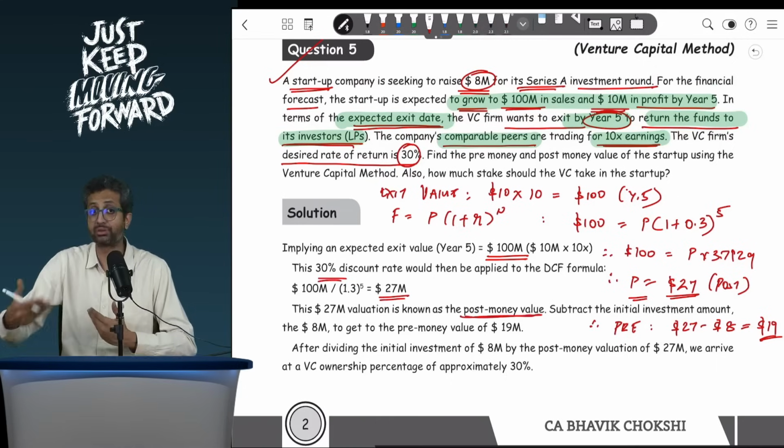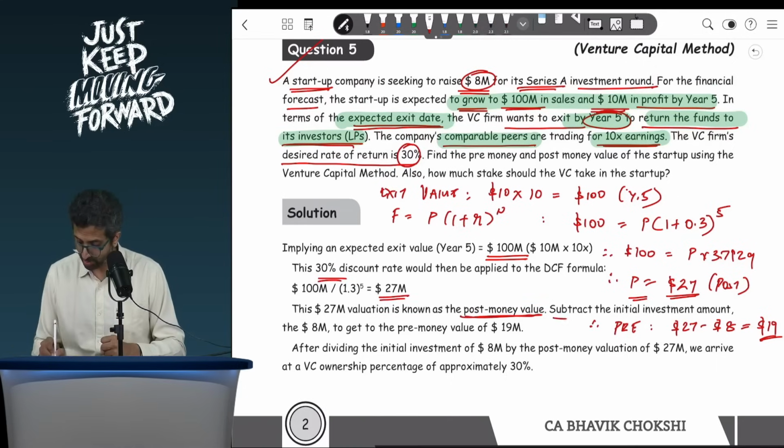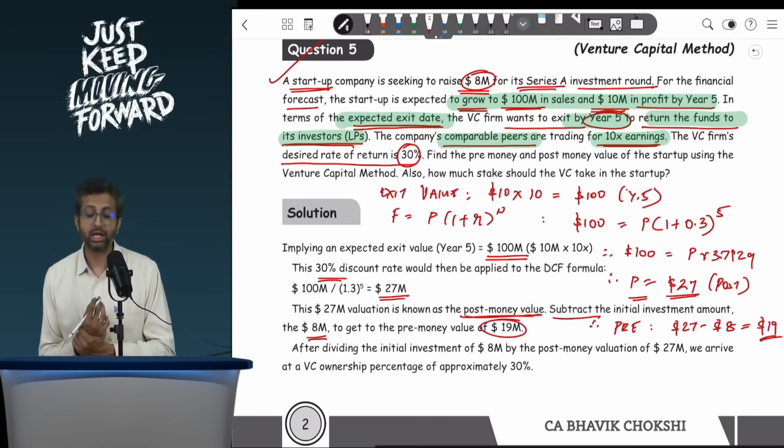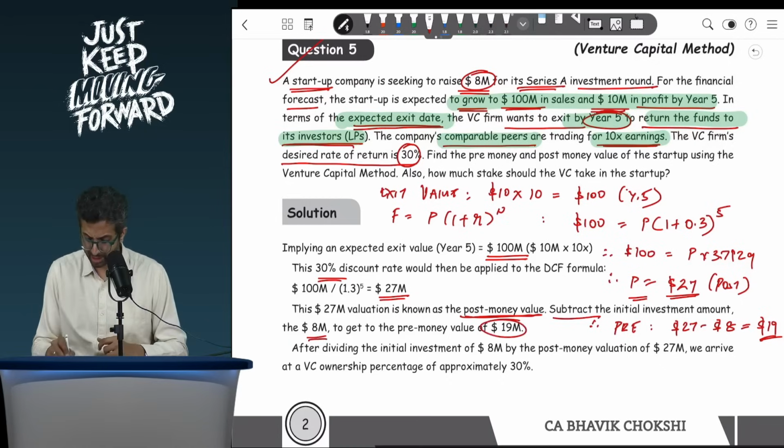If they ask you, this is after considering your investment. If you subtract your initial investment of 8 million, you will get a pre-money valuation of $19 million. The question also further asks how much stake the VC should take in the startup.